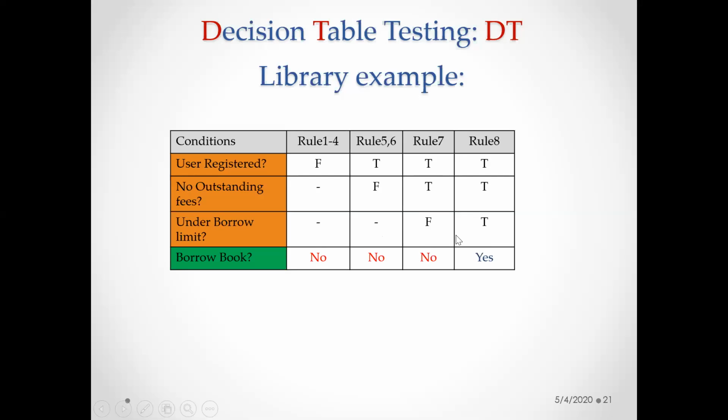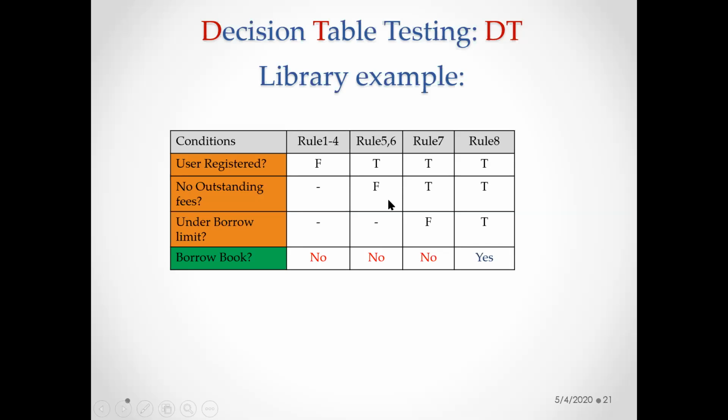So we have reduced that because most of the rules were not valid ones. If the user is not registered at all, is it necessary to take care about the outstanding fees or the borrow limit? There is no need. We should not consider that; we should eliminate it. If the user is not registered, you should not consider the outstanding fee and the borrow limit. Irrespective of it, you should say you cannot borrow the book. The user should be registered first.